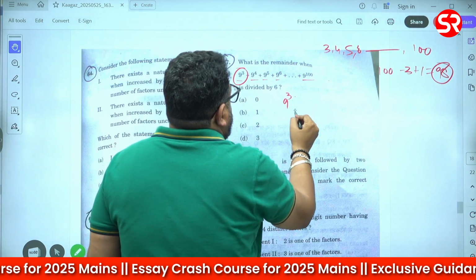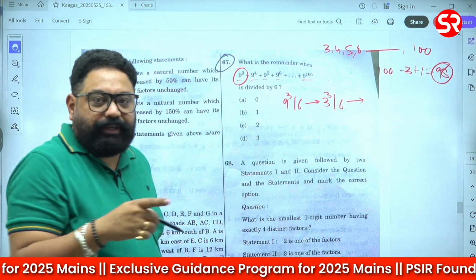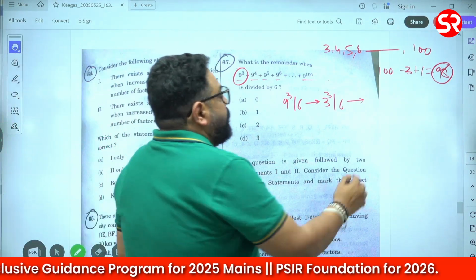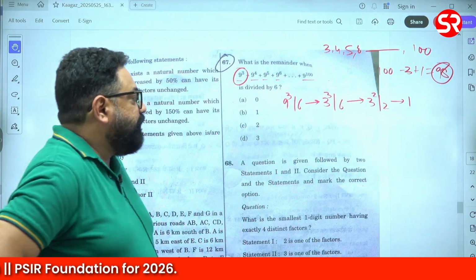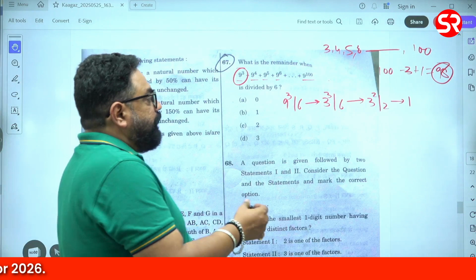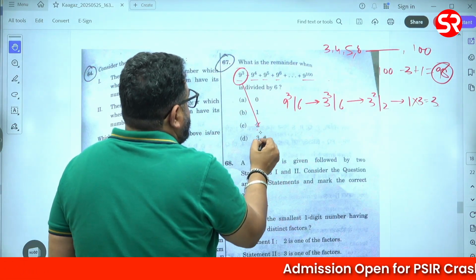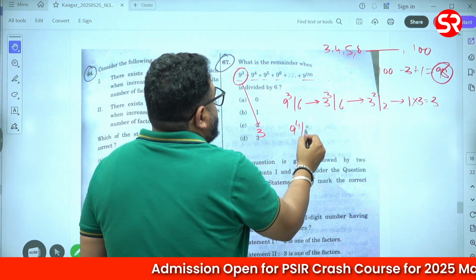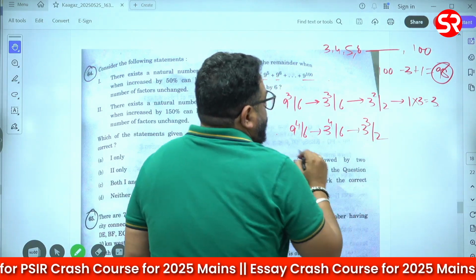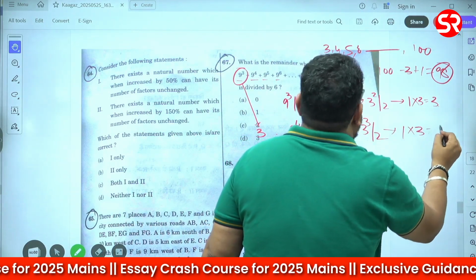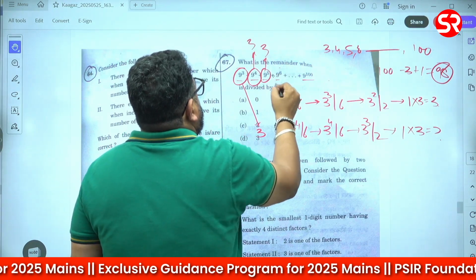9 की power 3 when divided by 6 would give you 3 की power 3 when divided by 2. Please cancel 3 up and down. We have done it in the classes also, right? So this is 3 की power 2 divided by 2. So 3 की power 2 is 9 when divided by 2. Answer is 1. What did we cancel up and down? 3. So into 3, 9 की power 3 gives you 3. Similarly, 9 की power 4 divided by 6 would be 3 की power 4 divided by 6, which is 3 cubed divided by 2, which is again 1 into 3, which is 3. Every number is giving you remainder 3.